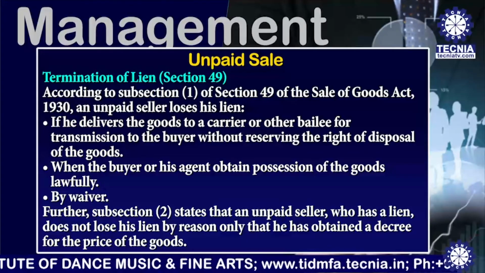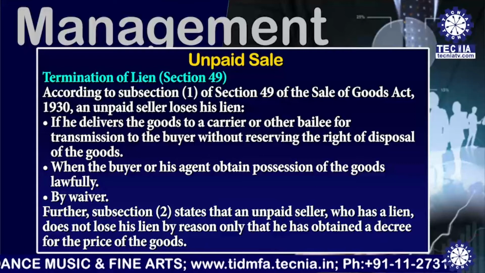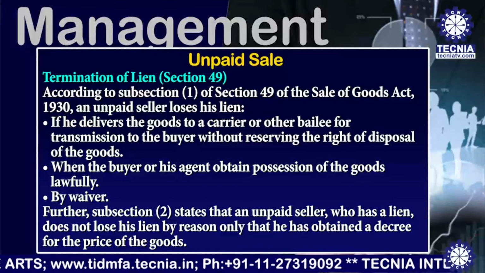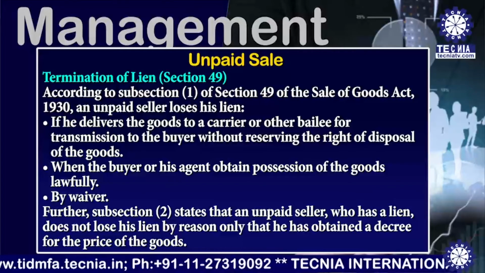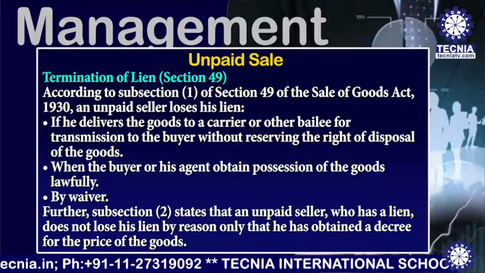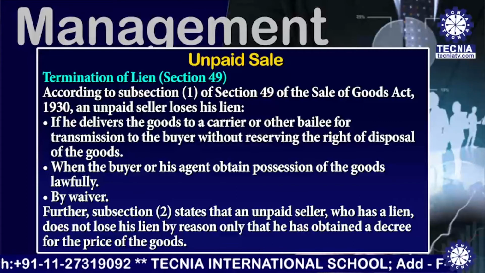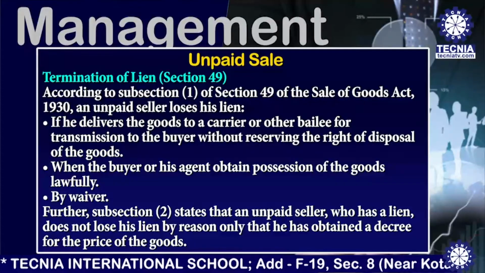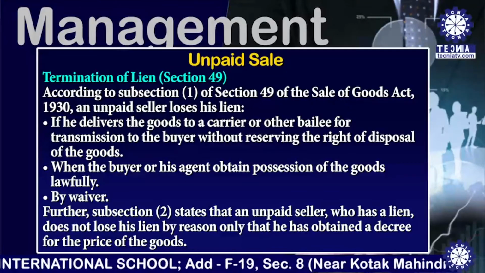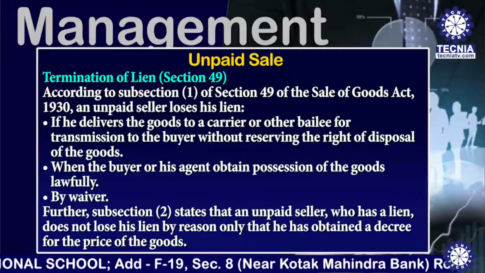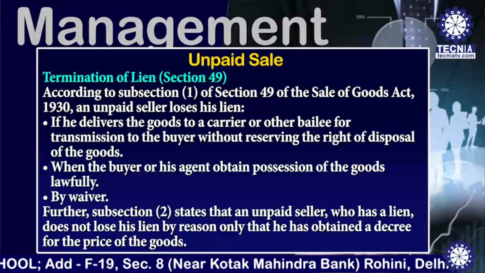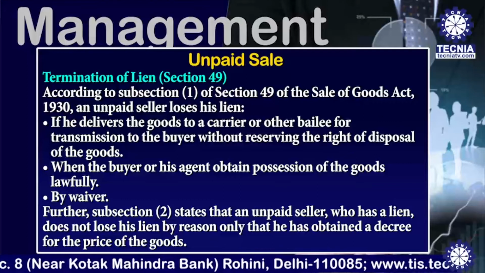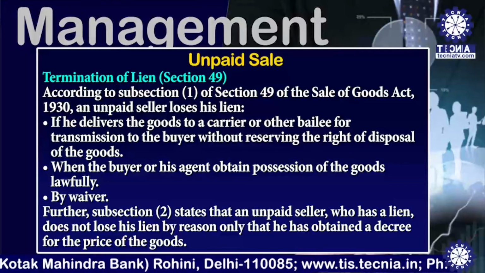Next, termination of lien, section 49. According to subsection 1 of section 49 of the Sales of Goods Act 1930, an unpaid seller loses his lien: Number 1, if he delivers the goods to the carrier or other bailee for transmission to the buyer without reserving the right of disposal of the goods. Number 2, when the buyer or his agent obtains possession of the goods lawfully. Number 3, by waiver. Further, subsection 2 states that an unpaid seller who has a lien does not lose his lien by reason only that he has obtained a decree for the price of the goods.